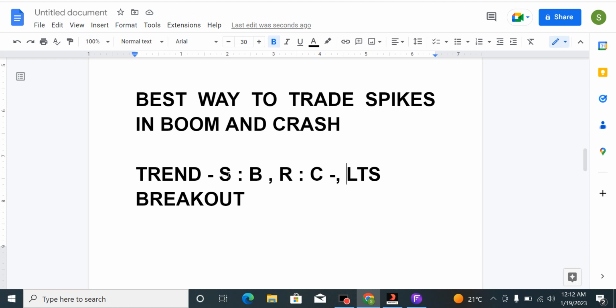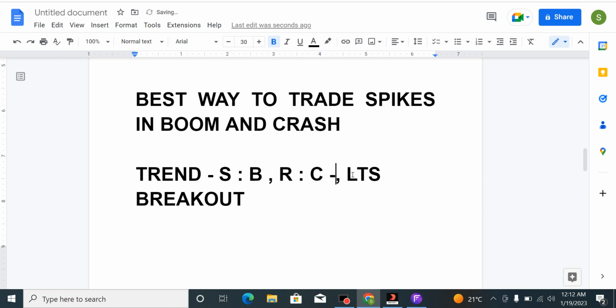For boom, you need to be on uptrend. For crash, you need to be on downtrend. If you're on downtrend, all the resistance zones are very important, so that way you can make a lot of profit rather than losing out. So that is very important.